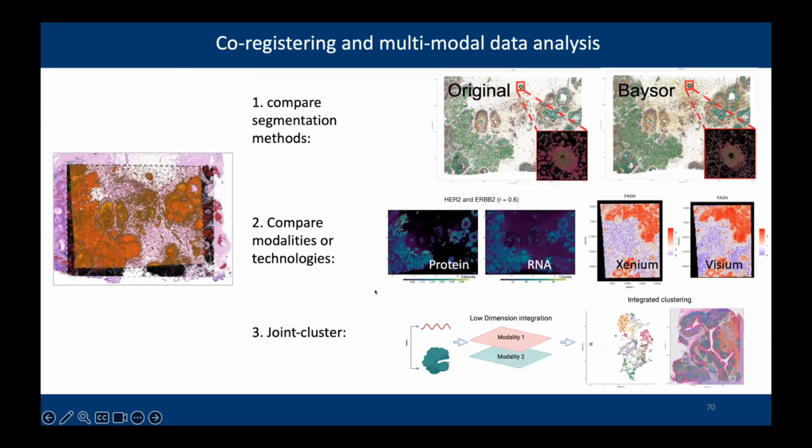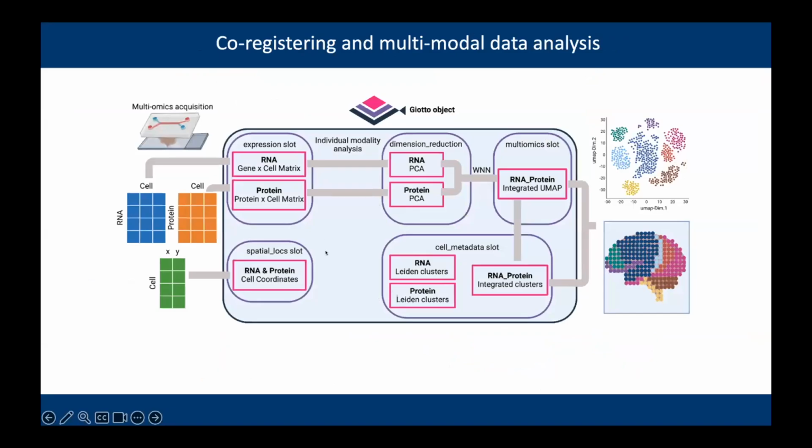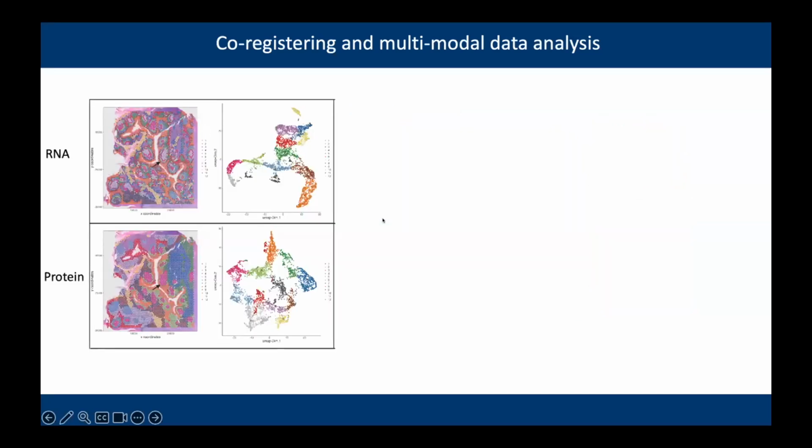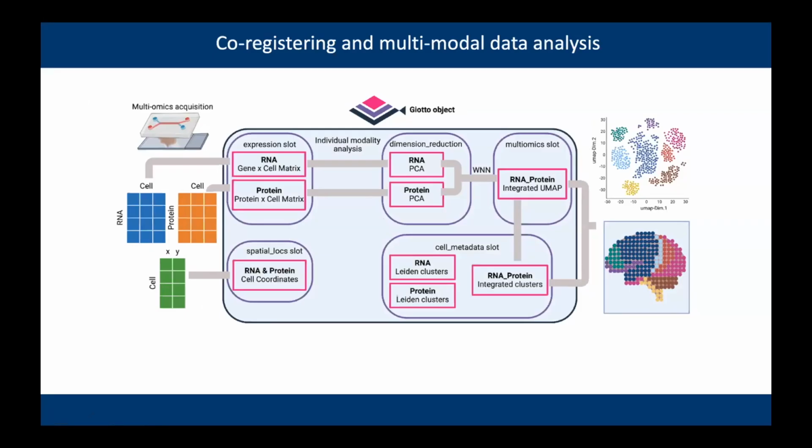A last example is joint clustering. That is something that has been done previously, but it's now also easy to do within Giotto in all sorts of ways. We're not going to use this specific data set, but a data set from 10x where they have both protein and RNA on the same exact slice. You can use the RNA matrix and the protein matrix and do joint dimension reduction, some kind of weighted nearest neighbor or any type of network integration analysis, to use both modalities to cluster your cells together.